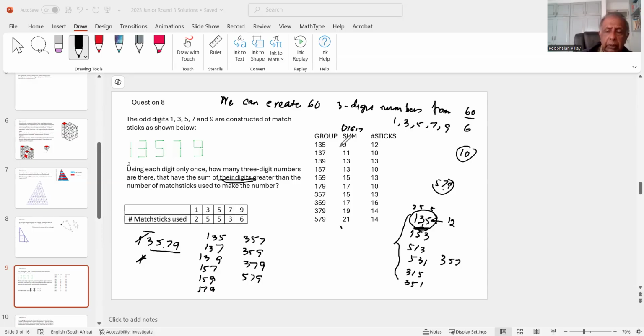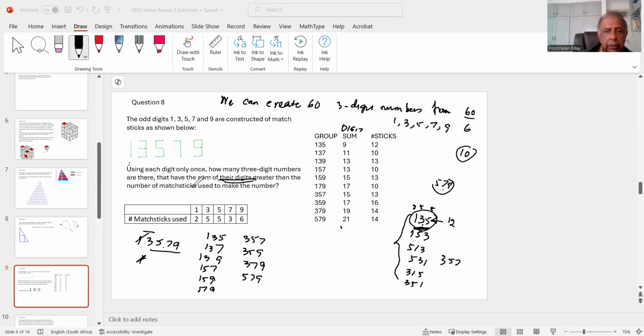And likewise, I've counted the number of sticks that are used to create any one of these. I showed you how to create the sticks for 1, 3, 5, and we saw that there were 12 there. Right? 1, 3, 5. It will be 2 plus 5 plus 5, which is 12. So like that, you count the number of sticks for each one of them. And this is what I get.